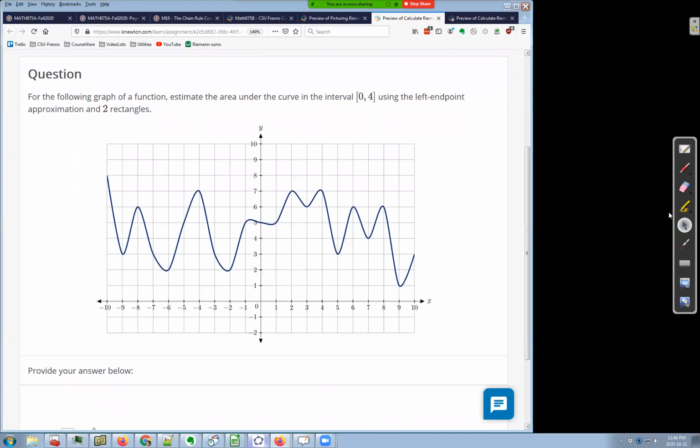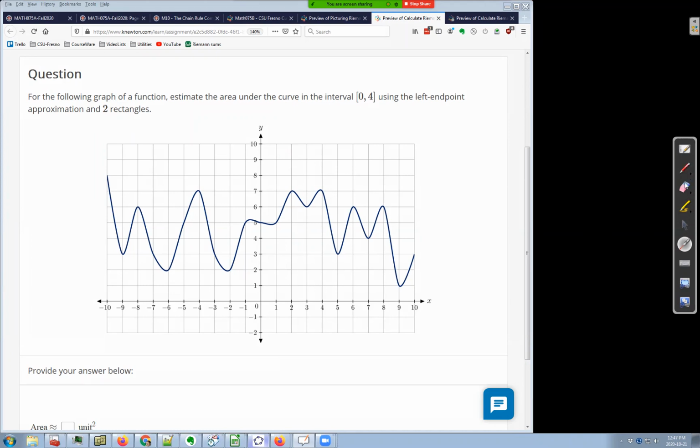All right, so what have we got in this problem? This time I have to make the picture myself, but I don't get the advantage of dragging all the little dots and things. So I have to work a little bit harder this time, but it's still the same idea. It says, for the following graph, estimate the area under the curve in the interval from 0 to 4 using left endpoint approximation. Again, that means a left Riemann sum. So use left rectangles, and it says to use 2 rectangles.